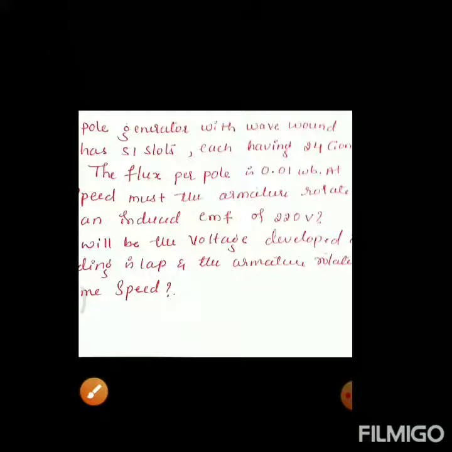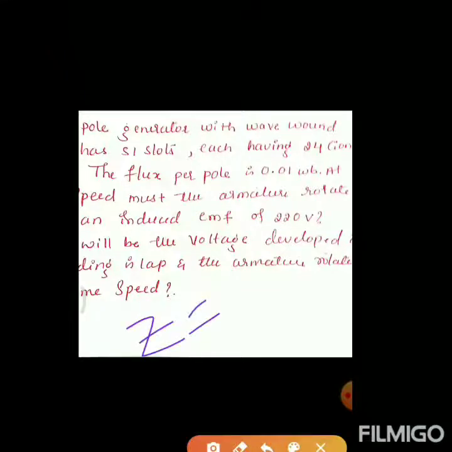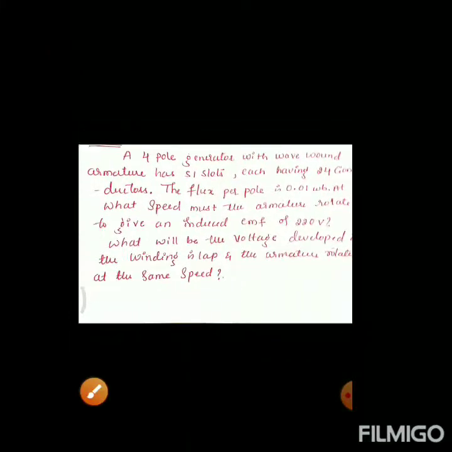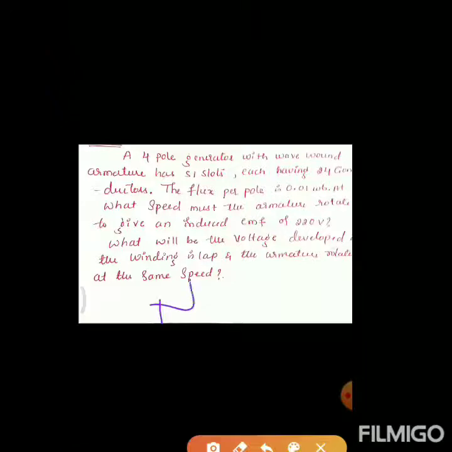This is about Z. The only difference is that they have not given the total conductors Z directly; they have given it in the form of slots and conductors per slot. And then they have given the flux per pole, that is 0.01 Weber. At what speed must the armature rotate? They have asked us to calculate N, to give an induced EMF of 220 volts.